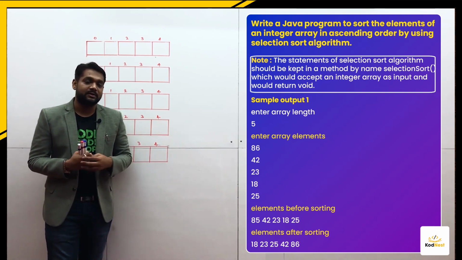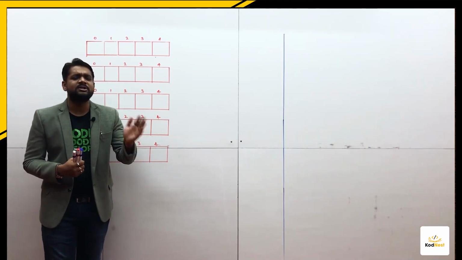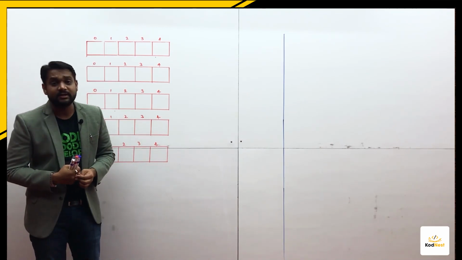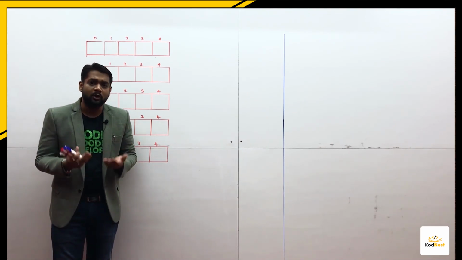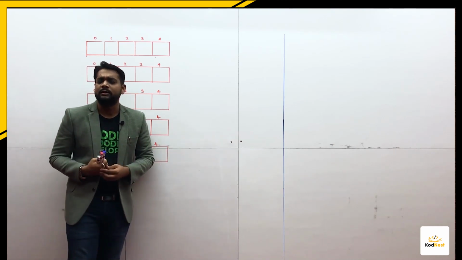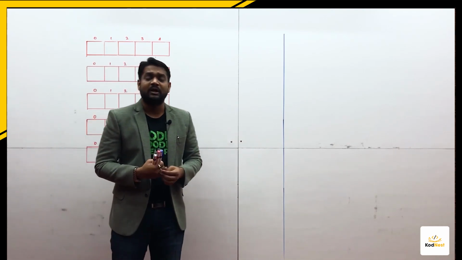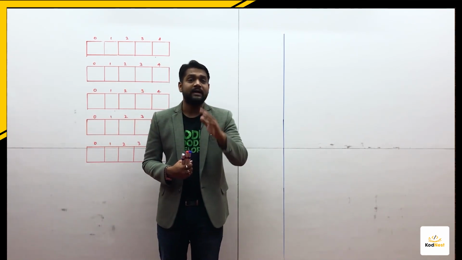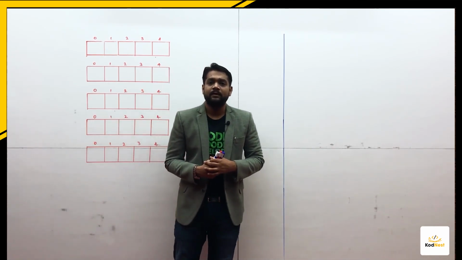Well, this is the question. Let us write a selection sort method. Let us keep the statements of doing selection sort inside that method. First, we should know what selection sort is and how it would work. That only we don't know. Bubble sort we have learnt previously.